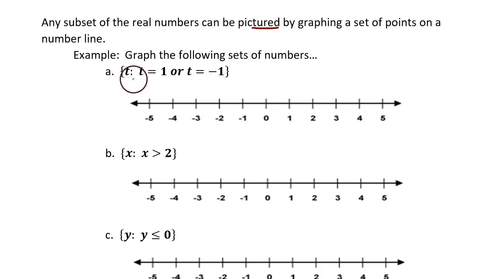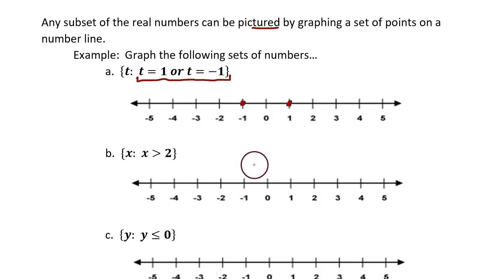The set of numbers t such that t equals 1 or t equals negative 1. T can be equal to 1, so you put a dot at 1, or t can be negative 1, put a dot at negative 1. That pair of dots is the picture of this statement. Question B, graph the set of numbers x such that x is greater than 2. There are a lot of numbers greater than 2.